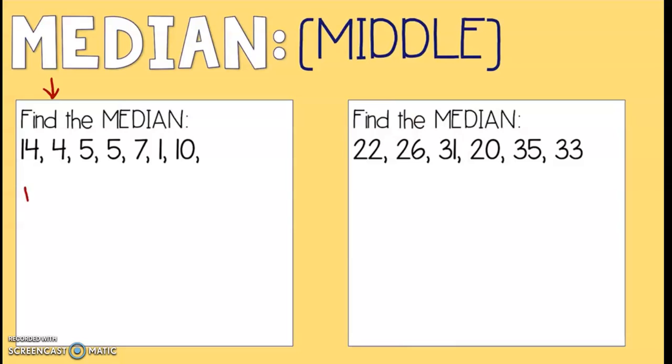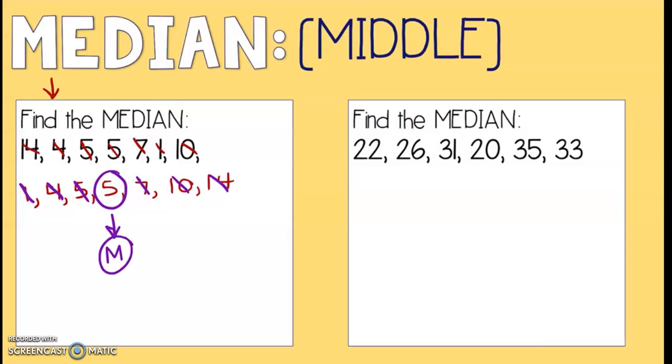I have 1, and I always like to mark them off as I go so I know I got them all. 4, 5, and another 5. We have a 7, a 10, and a 14. Again, I've got to make sure I've got all my numbers in the data set. After we order them from least to greatest, we're just going to cross off the ends until we have one number left in the middle. So we're going to cross off 1 and 14, 4 and 10, 5 and 7. My median is the one number that's left in the middle, and so our median is 5.